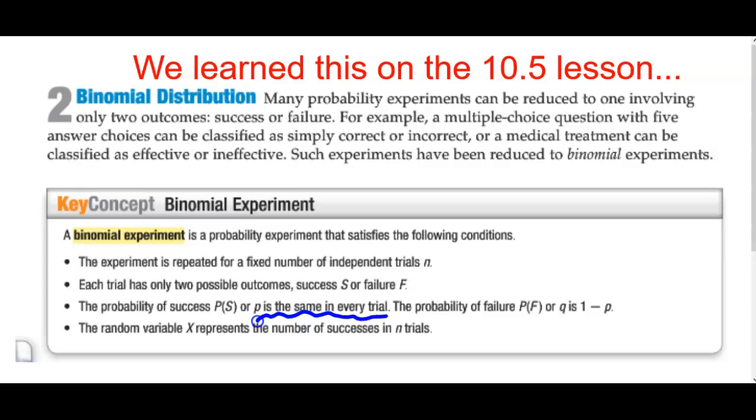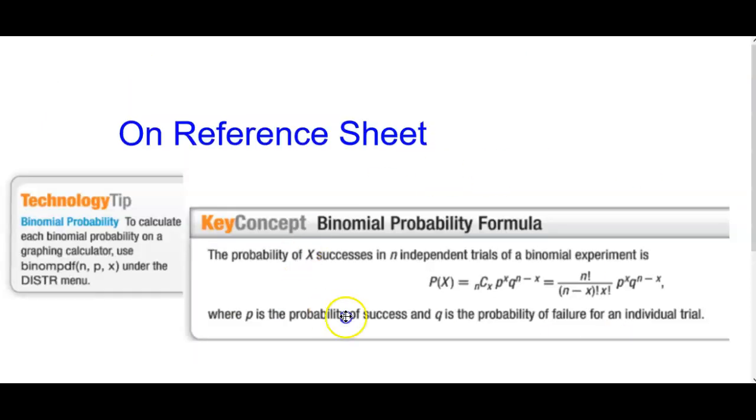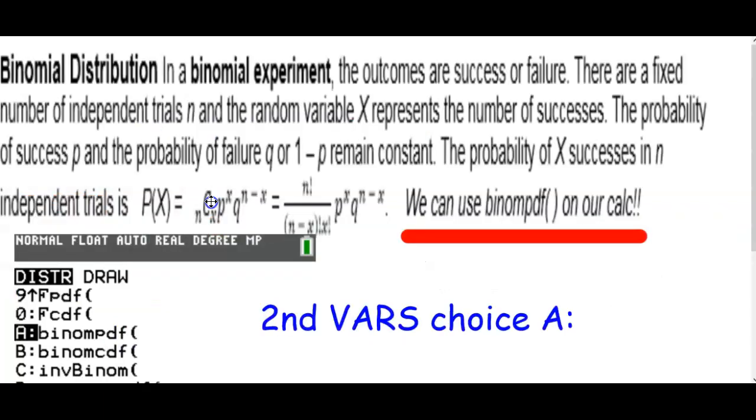And the probability of failure is 1 minus the probability of success. And this was the formula we used to do that lesson, and it's on the reference sheet. And today we are finally going to talk about how to use this on the calculator, okay? So in a binomial experiment, the outcomes are either success or failure. There is a fixed number of independent trials, and X is the number of successes, and the probability of success and failure have to total 1. So we can also use this on the calculator.